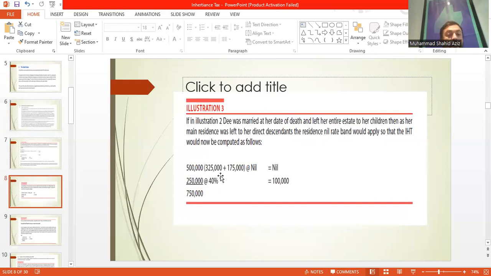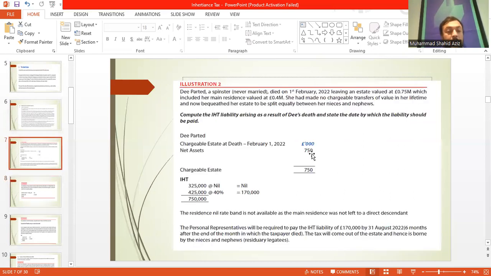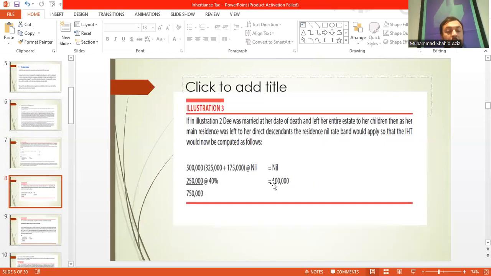So 325,000 pounds will be available, the nil rate band, and the additional 175,000. That is the residence nil rate band. So the total is 500,000 pounds. The total value of the estate here was 750,000 pounds. So it means only 250,000 pounds will be taxed at 40%. So 100,000 will be payable to HMRC.